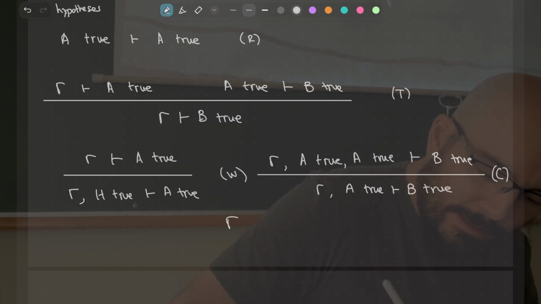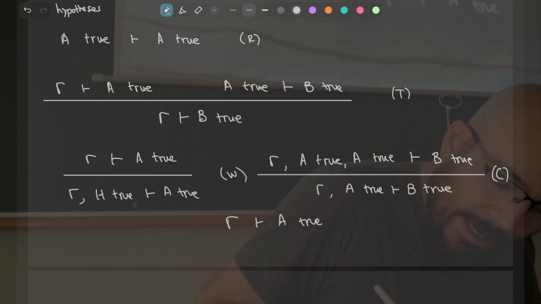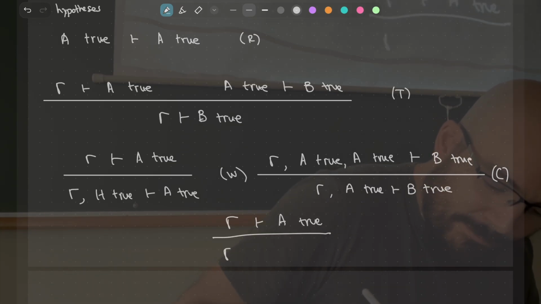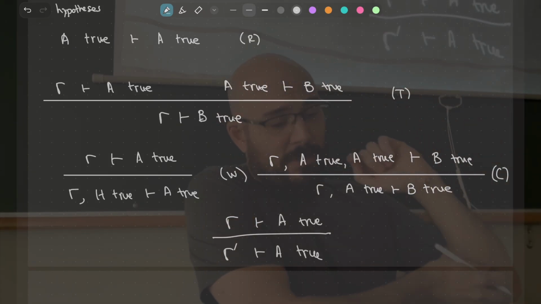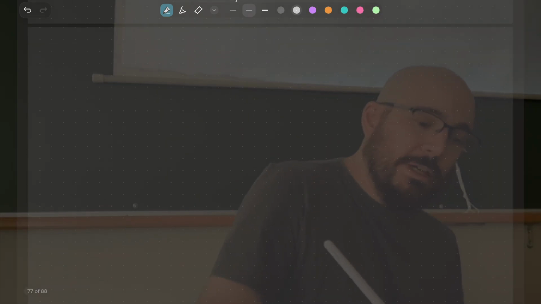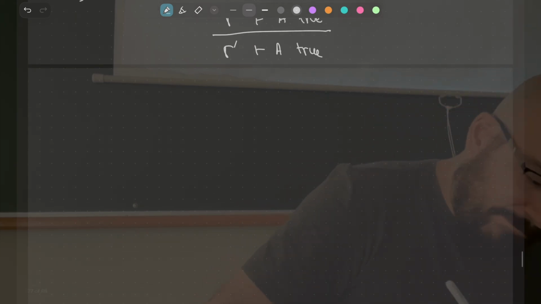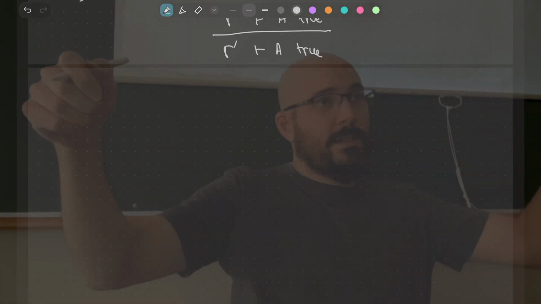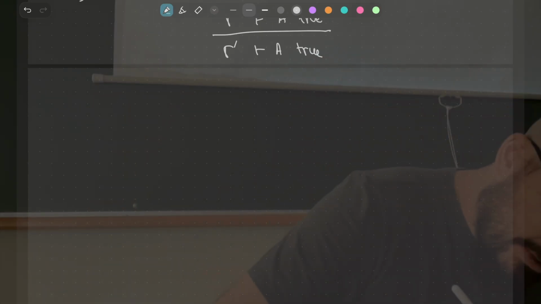It's like, if from gamma you can get A true, and if you can permute the things in gamma, and that's a big if, then this also becomes true. In the setting I am in, this if you can permute things does not make sense. It will make sense once we realize that context, I will write it right down.